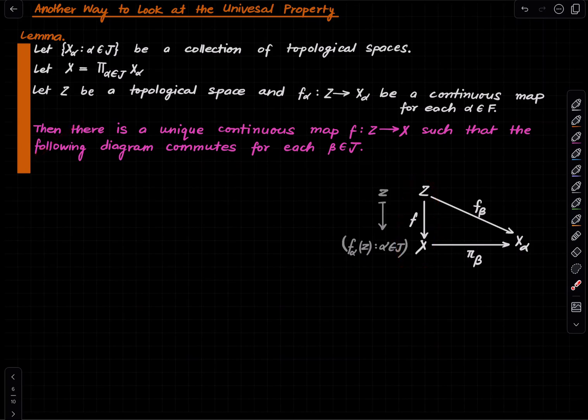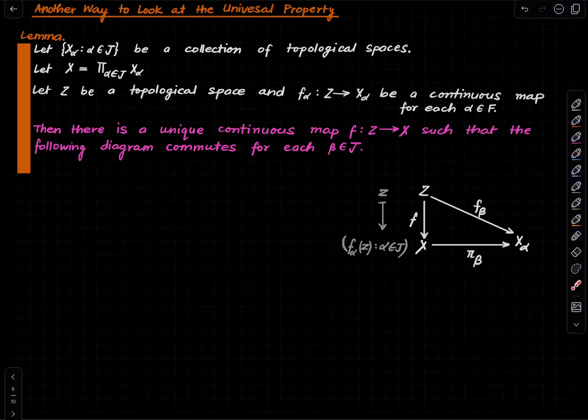But now you use the proposition on the previous slide. If you want to prove this is continuous, you just ask if the projected out version is continuous for each beta, but that is already given to be continuous. The projected out version is this map, which is already given to be continuous, and hence we are done. So nothing to do here.